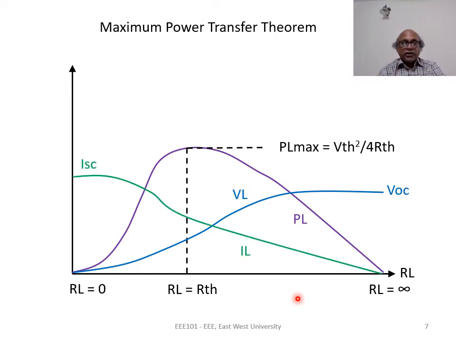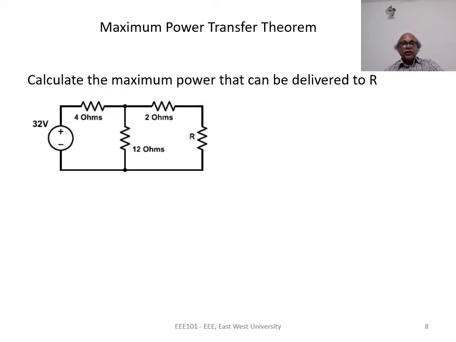So the variation can be graphically shown in this way. For RL 0, the current is ISC and the current decreases monotonically and becomes 0 when RL is infinity. So it is important to understand the variation of these three graphs because that tells us many stories about the transfer of electric power. Now we'll look at the solution of an example problem on maximum power transfer theorem.